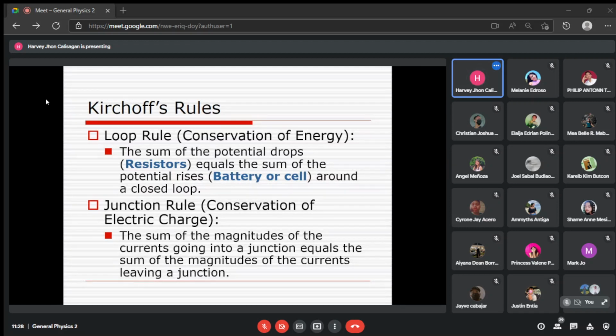How is it also affecting the general plan of your house? Actually, the junction rule, or the conservation of electric charge, talks about the sum of the magnitudes of the current going into a junction equaling the sum of the magnitudes of the current leaving the junction.